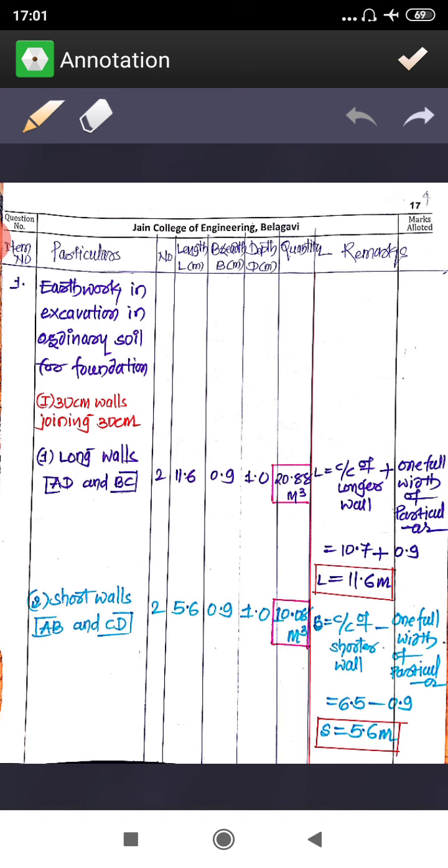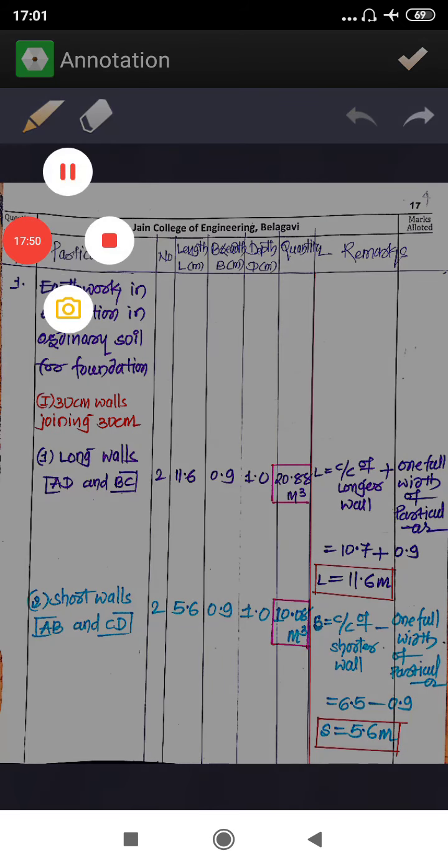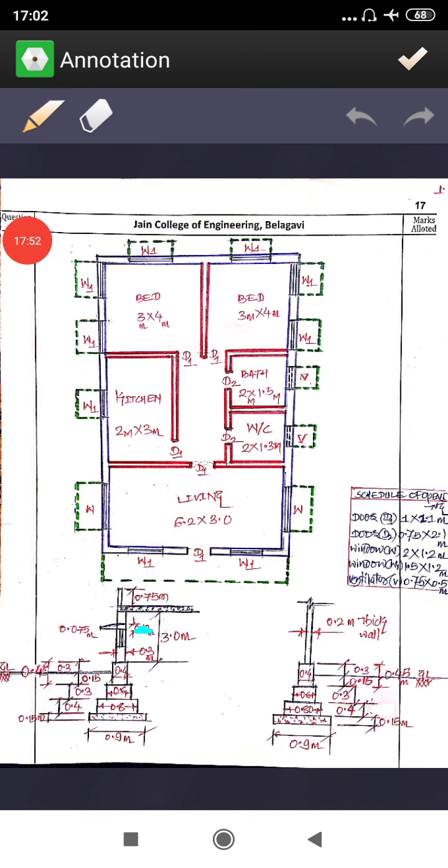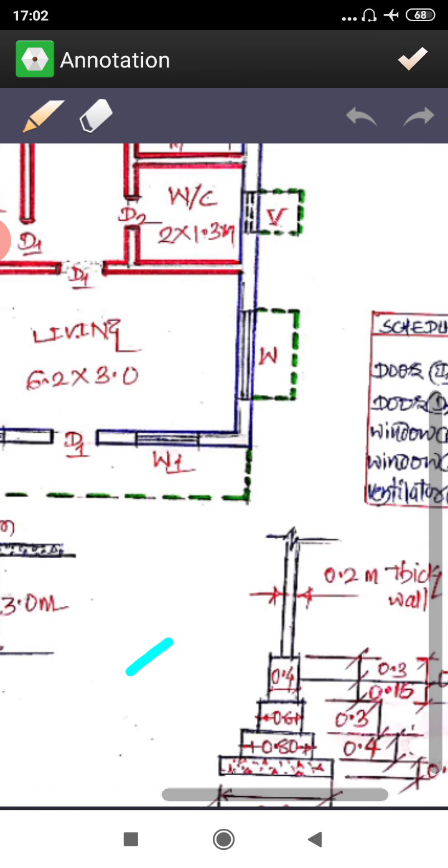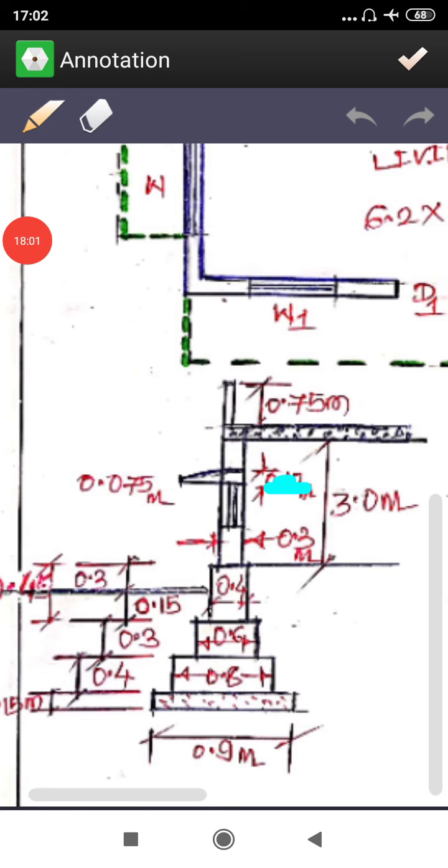You have to take the width of excavation, whatever the foundation width is there, that I am going to take as width of excavation foundation bed. Now we'll first discuss the width and depth of excavation. Now if you see this foundation portion here, you can take 30 centimeter walls, and you can see that this much portion you have to excavate.